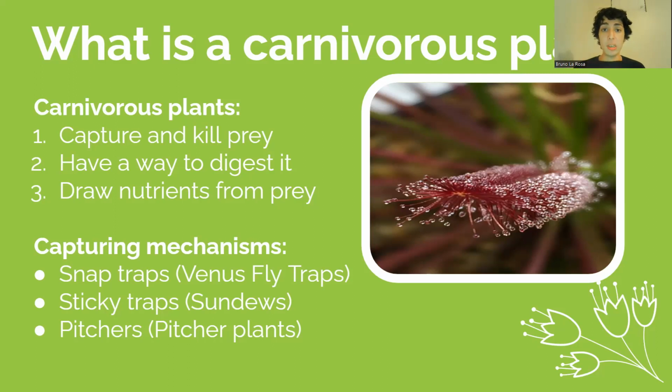Well, there are also the sticky traps, and those are the sundews pictured here. They have these tentacles that secrete a really sticky substance, and when an insect lands on them, they can wrap around it and digest it. Then there are also the pitcher plants, which is a little simpler mechanism. Essentially, an insect walks by, falls into a pitcher, drowns, and is digested.